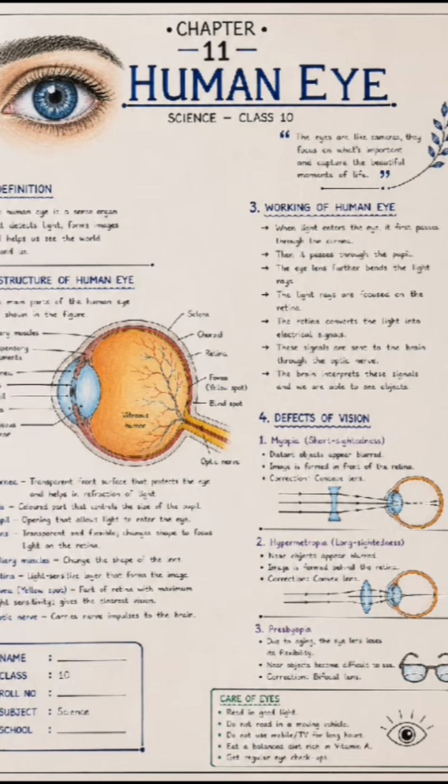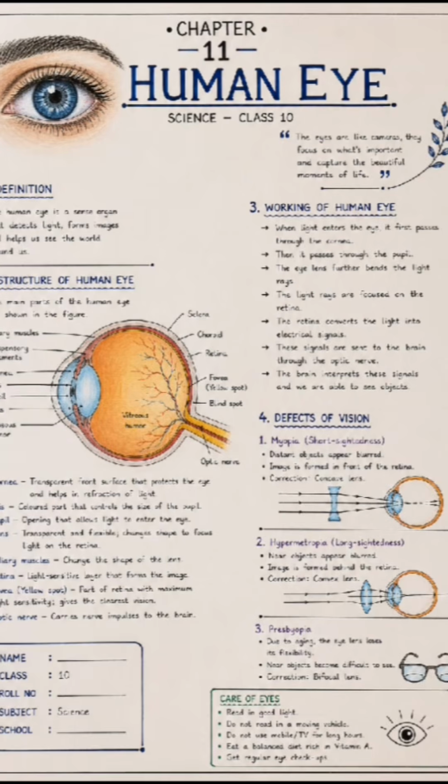2. Structure of human eye. The main parts of the human eye are: 1. Cornea. Transparent, curved front part of the eye. Protects the eye from dust and germs. Refracts, bends, most of the incoming light.